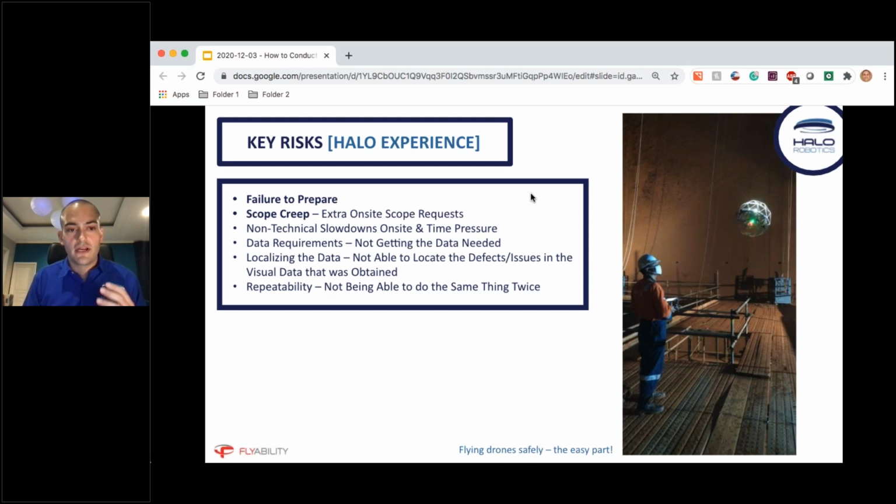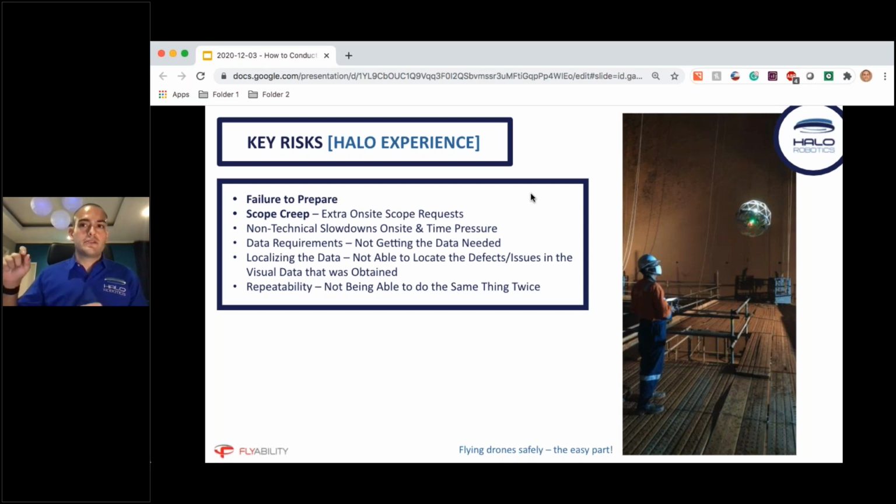And so, there are data risks and data requirements in terms of doing the operation to actually get the data that is required within the time that it is required, and then also localizing the data. Again, let's not forget, the drone is taking a bunch of 4K video or photos that then go into a file folder.